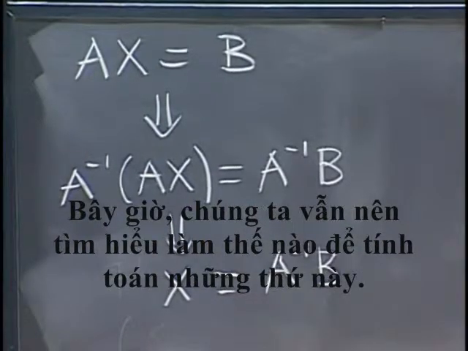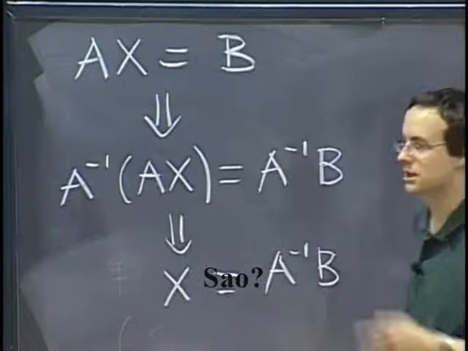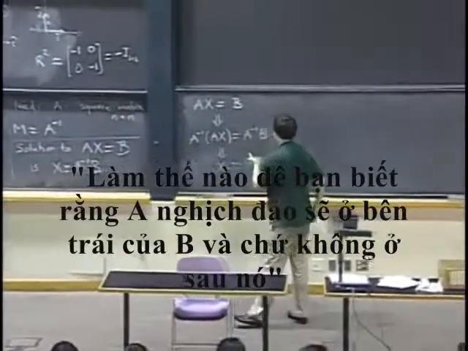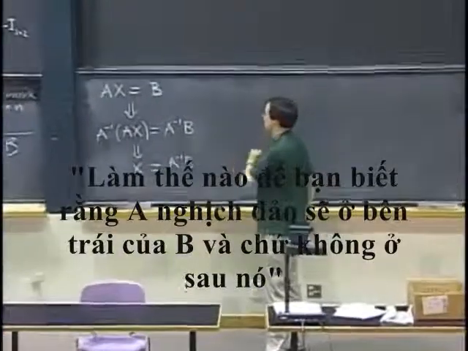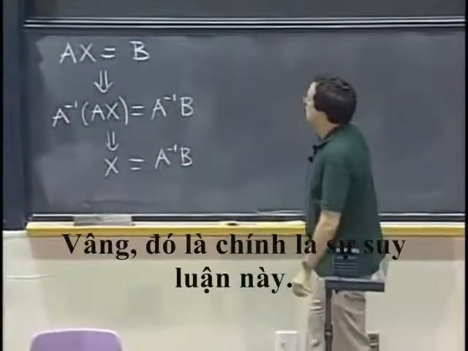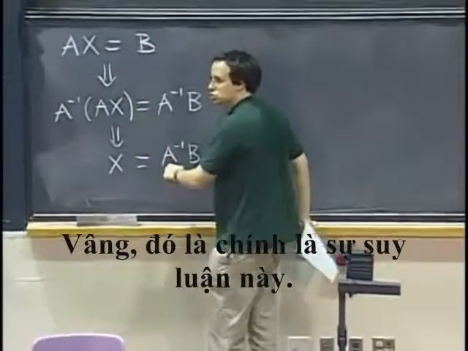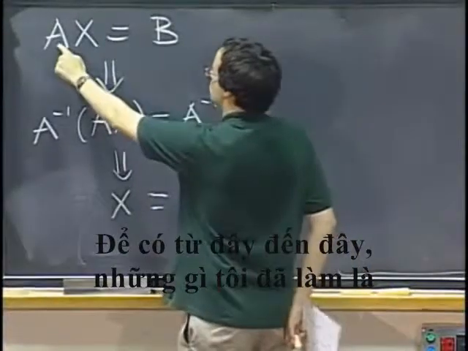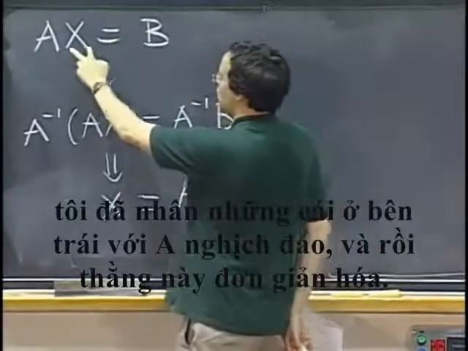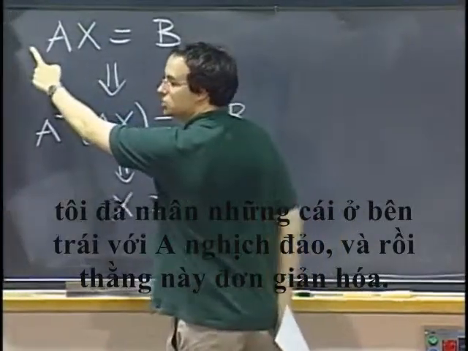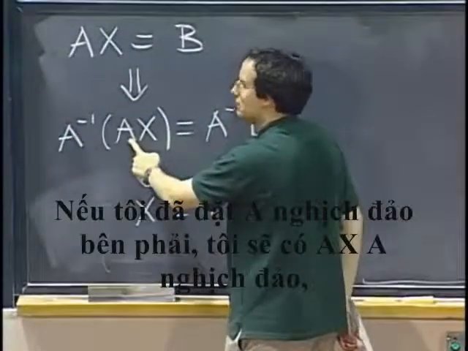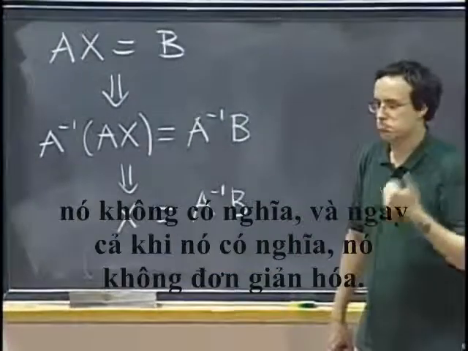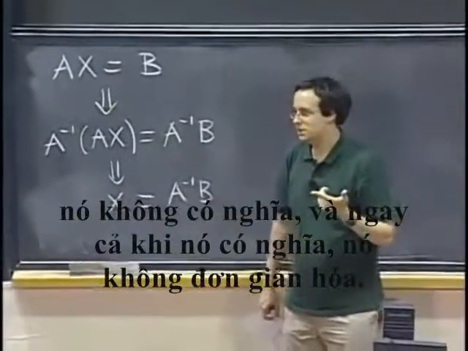Now, we should still learn how to compute these things. Yes? How do I know that A inverse will be on the left of B and not after it? Well, it's exactly in this derivation. If you're ever not sure, then just reproduce this calculation. To get from here to here, what I did is I multiplied things on the left by A inverse, and then these guys simplify. If I had put A inverse on the right, I would have AX A inverse, which might not make sense. And even if it makes sense, it doesn't simplify.